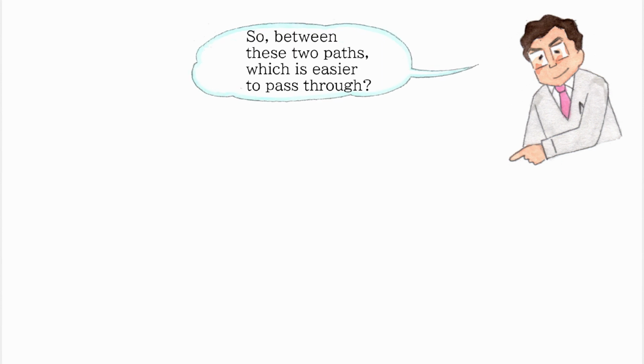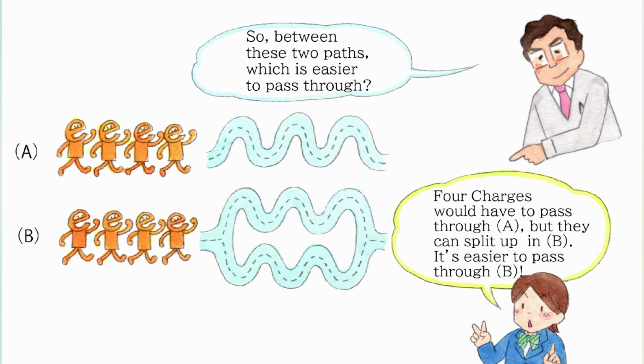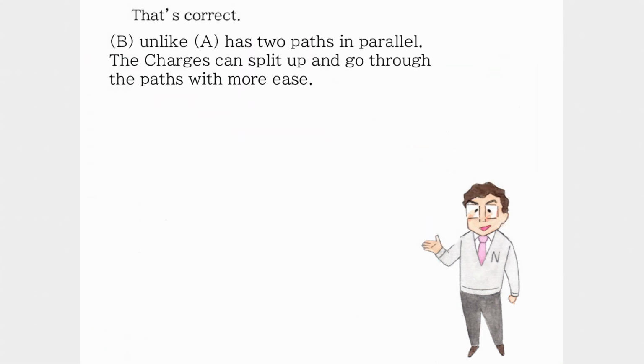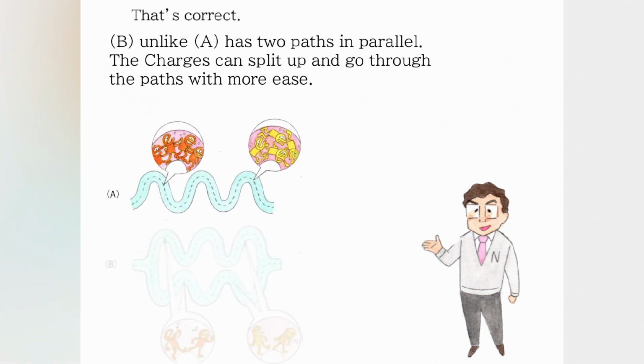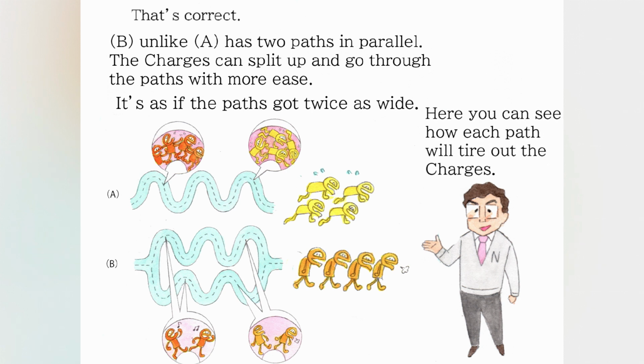Between these two paths, which is easier to pass through? 4 charges would have to pass through A, but they can split up in B. It's easier to pass through B. That's correct. B, unlike A, has 2 paths in parallel. The charges can split up and go through the paths with more ease. It's as if the paths got twice as wide. Here, you can see how each path will tire out the charges.